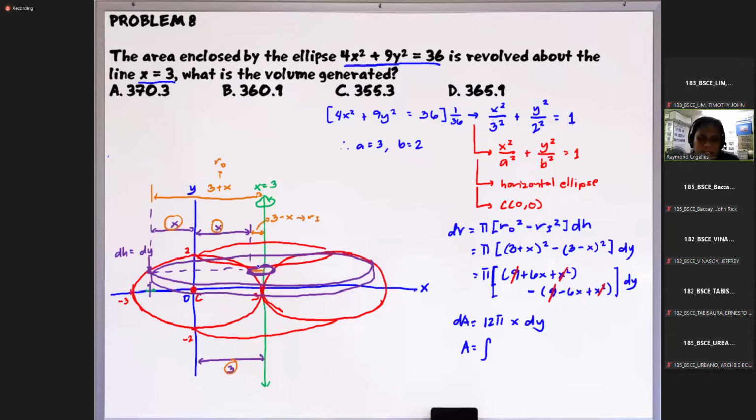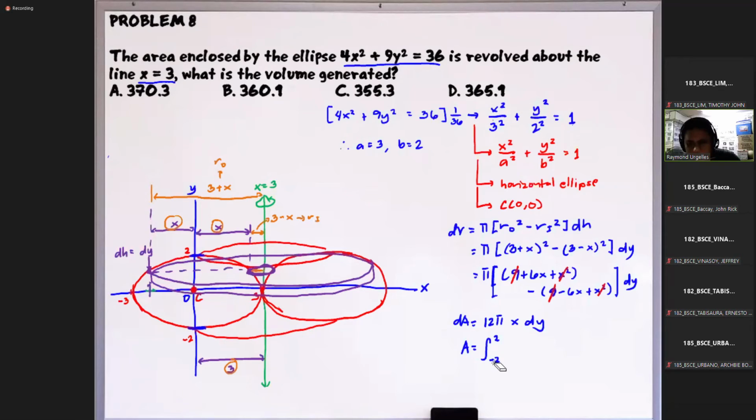Pag kinonsider natin lahat ng washer dito, that will cover mula dito sa pinaka-top ng ellipse natin hanggang sa pinaka-bottom ng ellipse. Therefore, from -2 to +2. Pero again, gaya ng sabi ko kanina, due to symmetry, pwedeng ang kunan nyo lang ng volume dito is mula sa kalahati papunta sa pinaka-top. So from 0 to 2, tapos i-multiply nyo lang ng 2, kasi pareho lang yung volume sa taas at sa baba. Pero ito na lang gamitin natin.